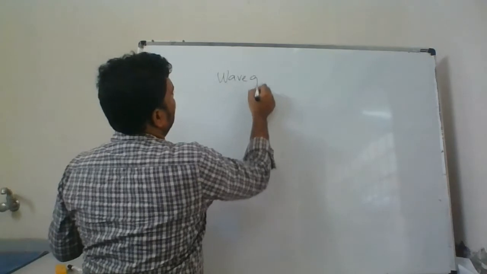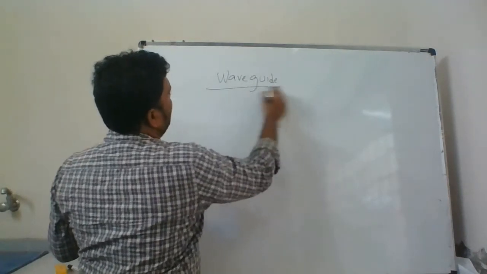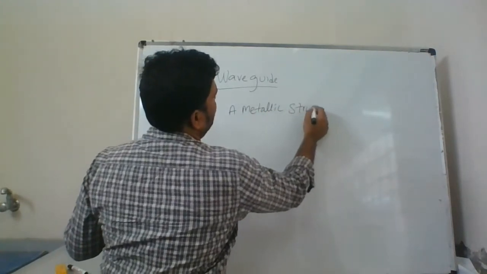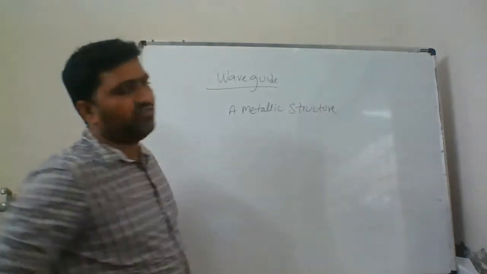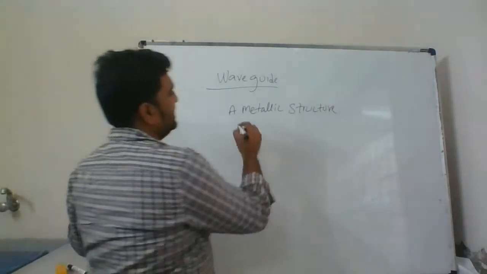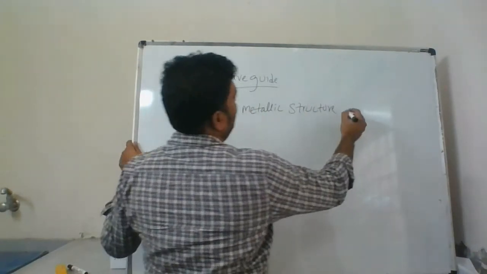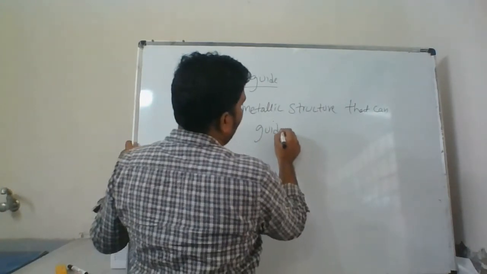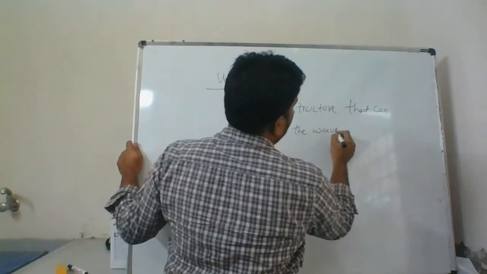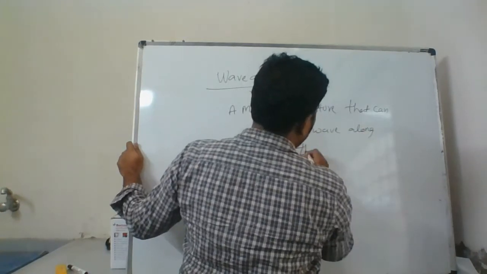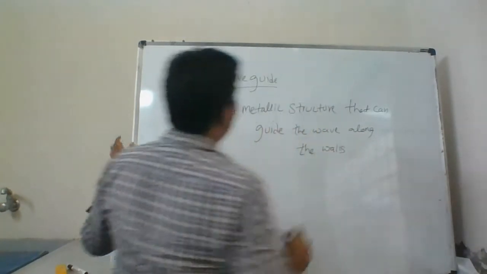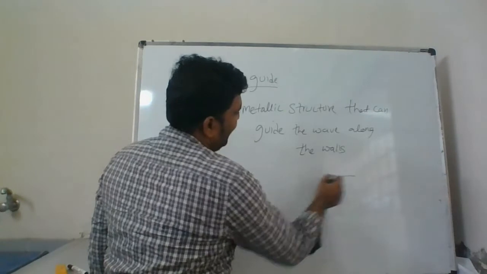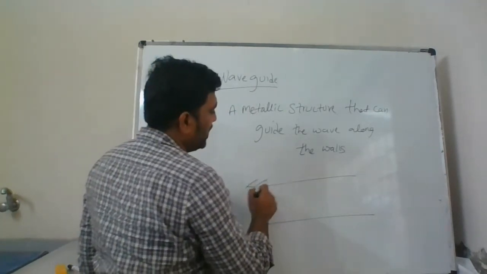So what is a waveguide? A waveguide is basically a metallic structure, a hollow metallic structure, that is used to guide the wave along its walls. Such a structure is called a waveguide. It is basically a metallic structure which has a hollow space inside.